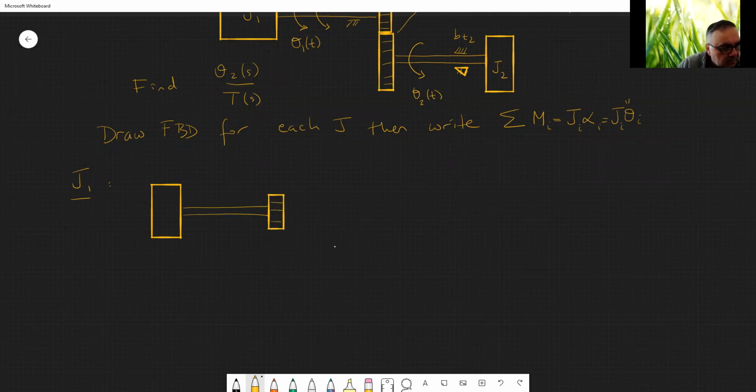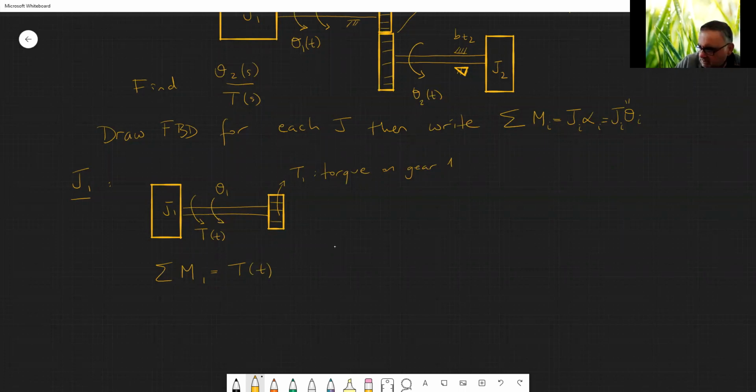This is the gear. The motor generates a torque of, let's say, T of t. This rotates with theta 1. This is J1. Now, the gear has a certain torque on it, and it's in the opposite direction. Let's call it T1. So the summation of the moments about this, M1, equals, we take the direction of theta 1 as positive, so it is T of t.